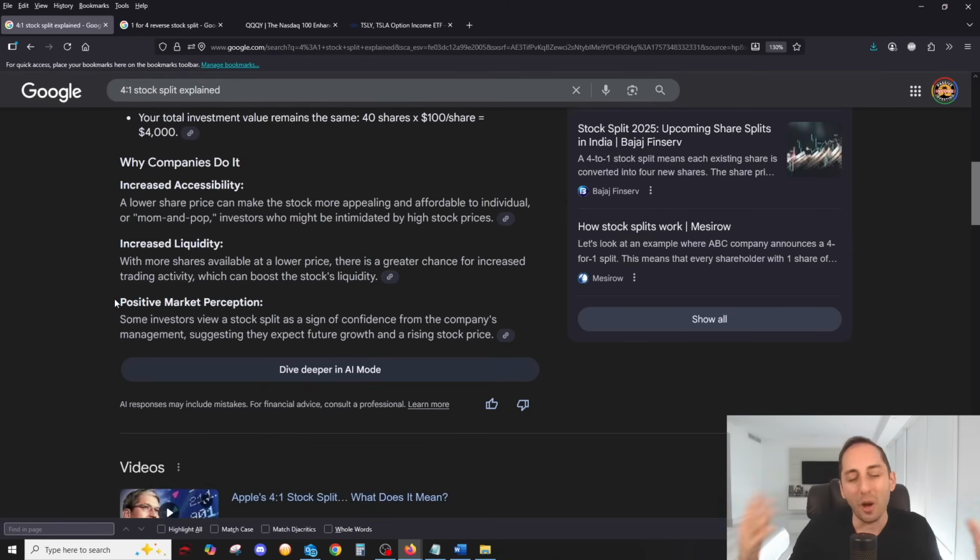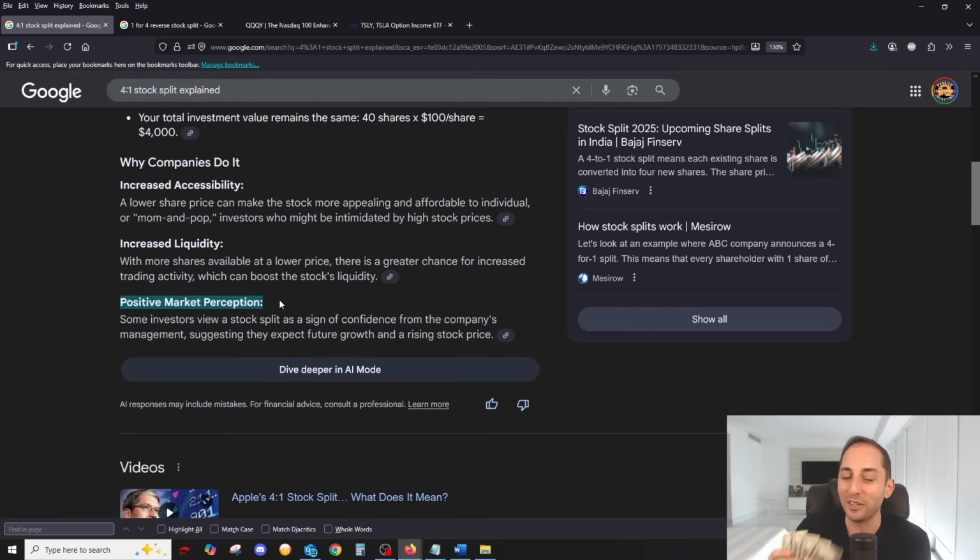It also helps with the options market as well, because if you're doing calls or puts, selling calls or puts, typically, I think all the time, you do that in blocks of 100 shares. So if it's $1,000 a share, it's very, very expensive to do options. So if it's a cheaper share price, it's a bit easier to do options. And like it says here, right? Increased liquidity as well. There's 4 times more shares, so there could be more liquidity. So that's really why they do it. Increases accessibility, increases liquidity, and it gives the market a positive perception, right?